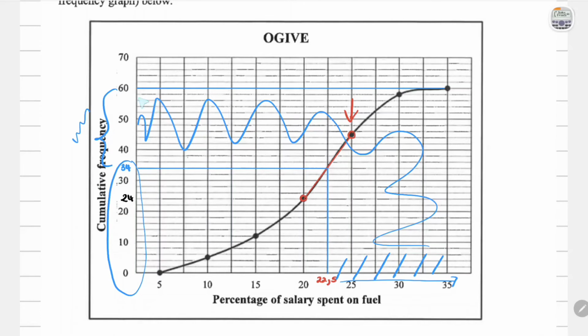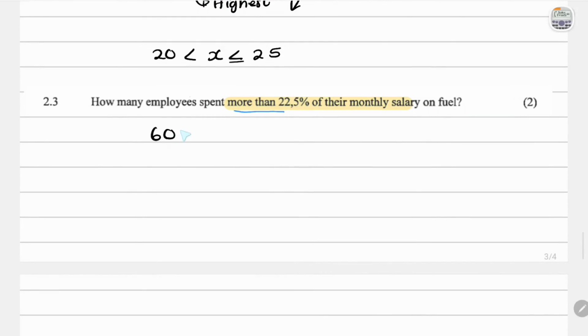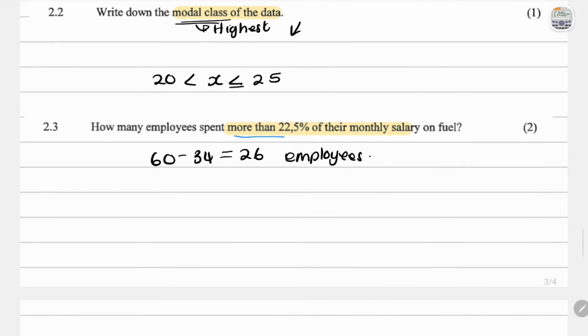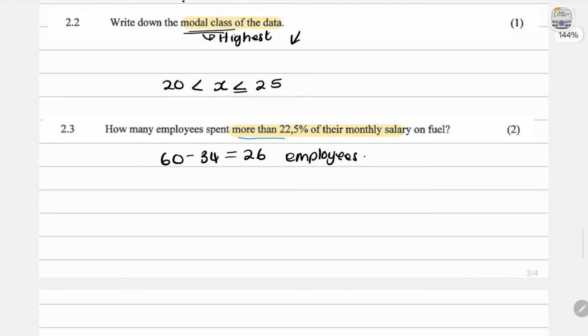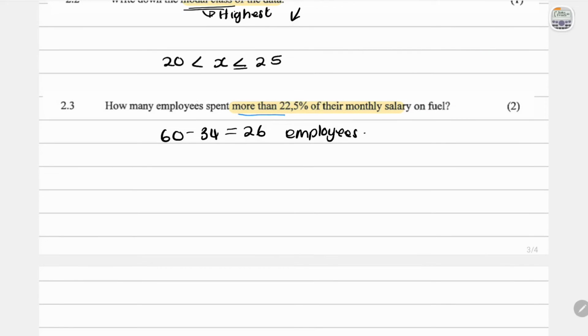So let's say 60 minus 34 and find that. 60 minus 30 is 30, 30 minus 4 is 26. So 26 people, or employees really, because employees. So it's 26 employees who spend more than 22.5%. Moving on to question 2.4.